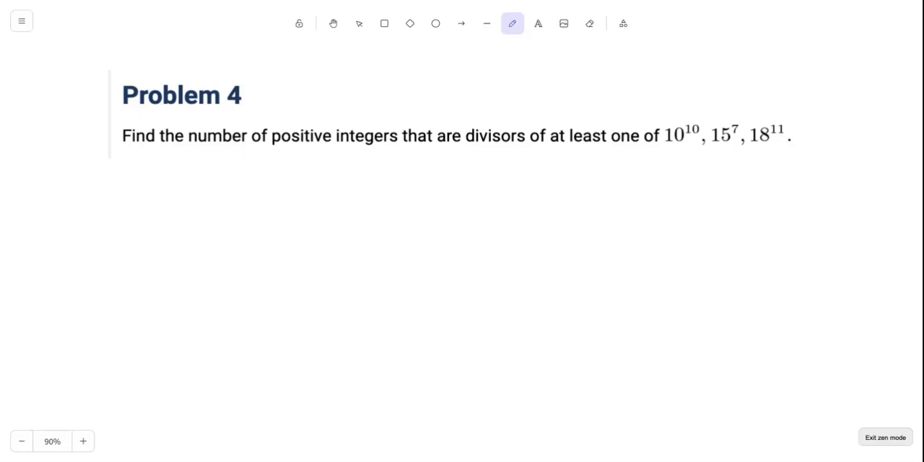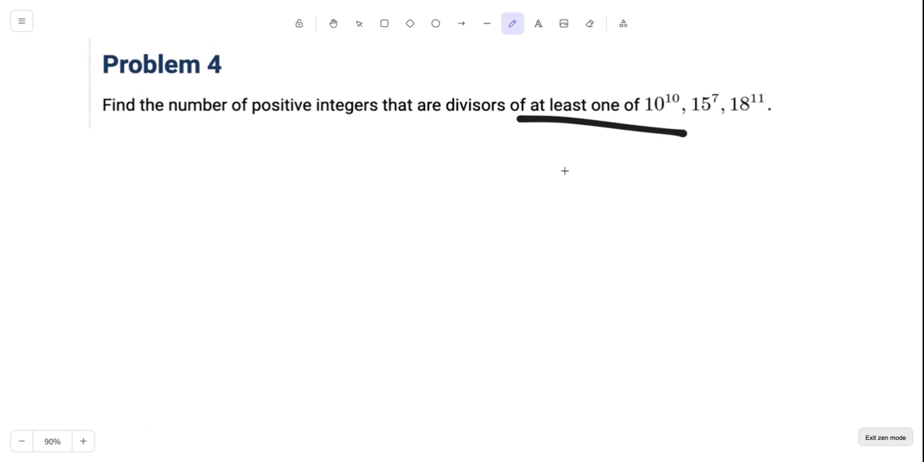I'm gonna go over the 2005 AIME II Number 4. Find the number of positive integers that are divisors of at least one of 10 to the 10th, 15 to the 7th, or 18 to the 11th. So we want the number of positive integers which are divisors of at least one of these.